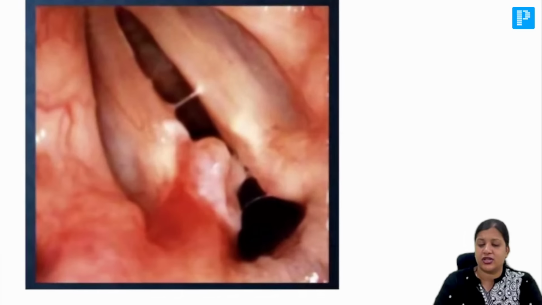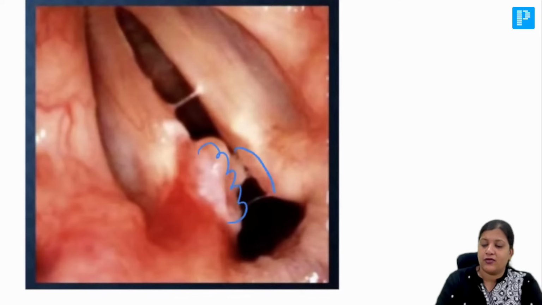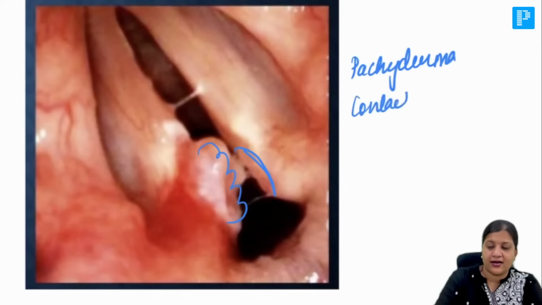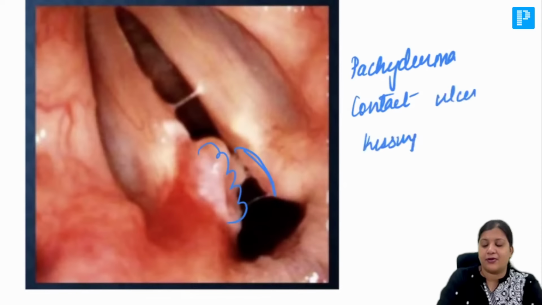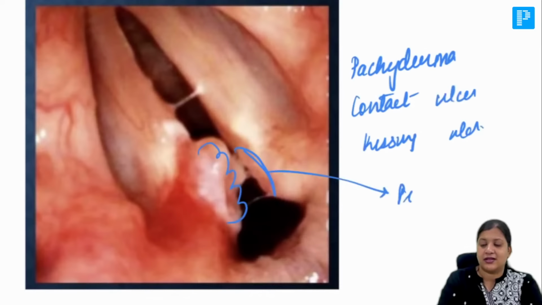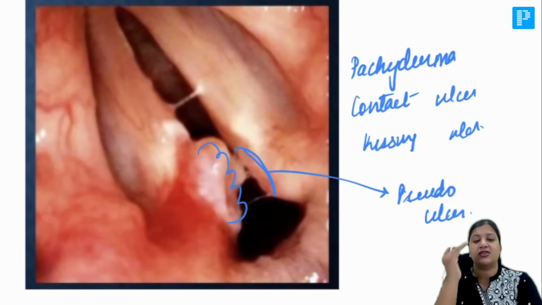Look at this condition. Hypertrophic epithelium on one side, ulcer on another side. What do we call this as? We call this as pachyderma laryngitis, also called as contact ulcer, also called as kissing ulcer. Again, this happens because of excessive voice abuse, and this is not a true ulcer. This is a pseudo-ulcer. There is no actual breach in the epithelium. There is only indentation.